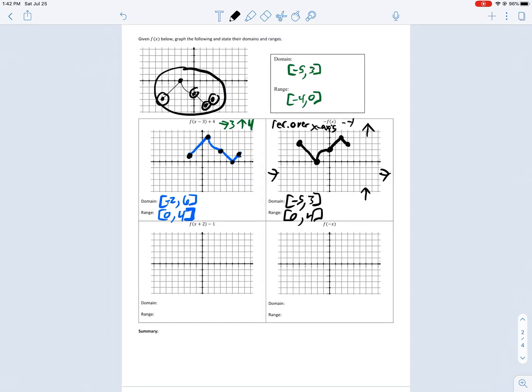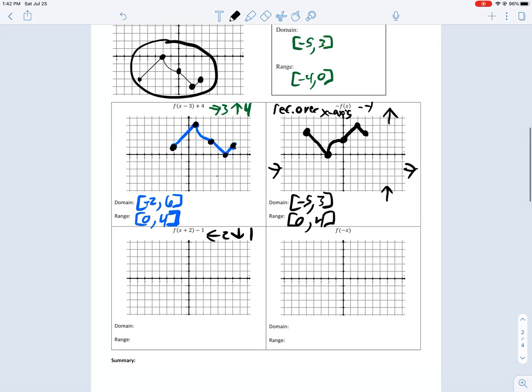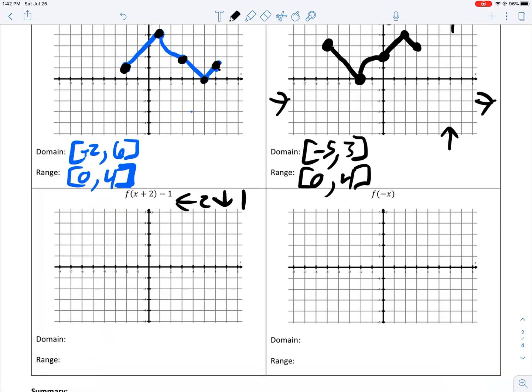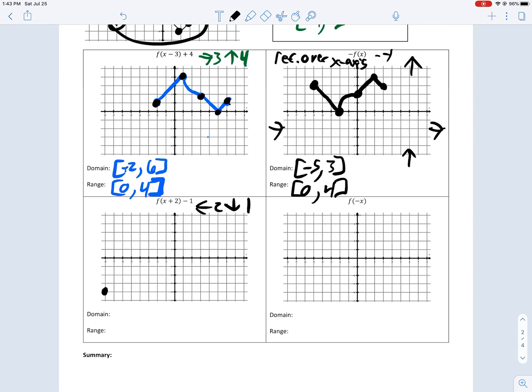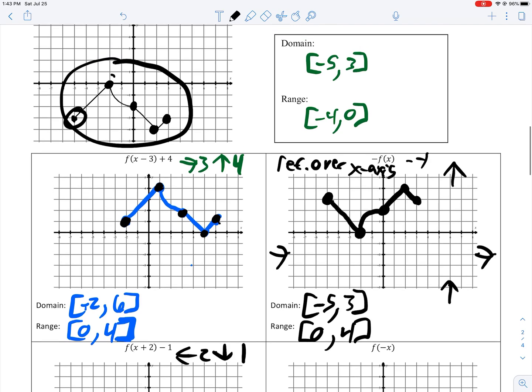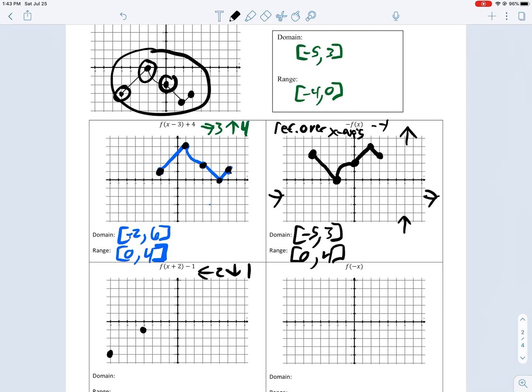Right, the last two, again, coming back to the original graph up here that I have in black. So now we're going to move these 5 points. In this case, we're going to go to the left 2 and down 1. Okay, so this point here, negative 5, 3, you're going to go left 2 and down 1. And then the next point here, negative 2, 0, we're going to go left 2, down 1.